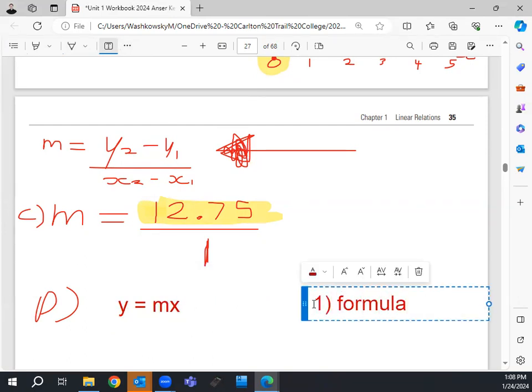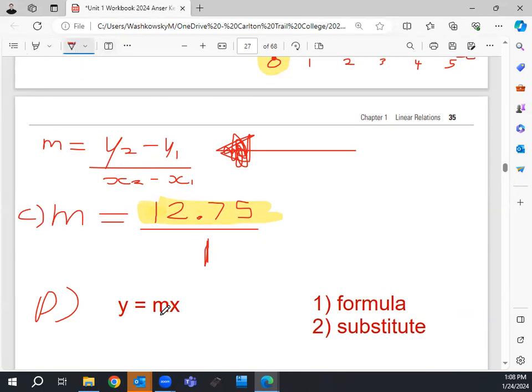We still solve it the same way. What's your formula? The next step has always been the entire course. What's your formula? Step 2 is, any guesses? Substitute. I know something in here. I know that my M is 12.75. I know what that is. I'm going to type that in actually.